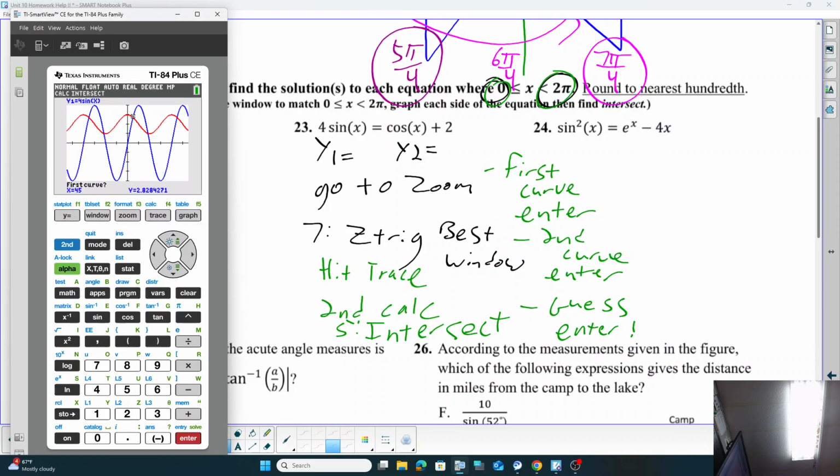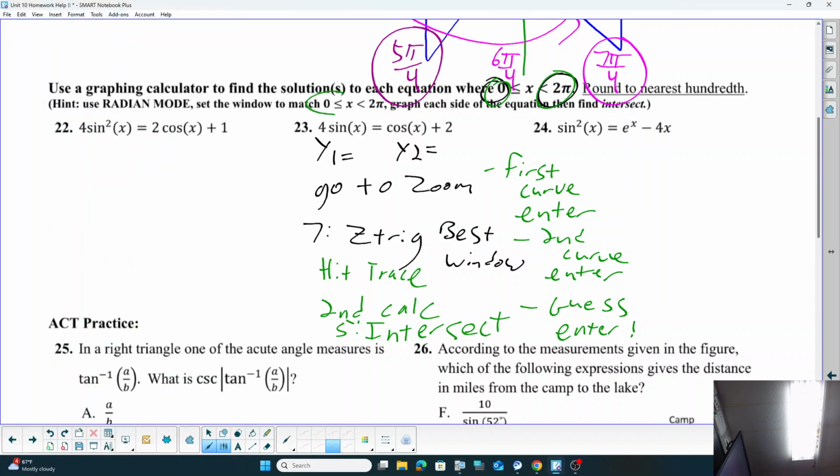Hit enter. Okay, so enter, enter, enter. Make sure you're over the intersection, by the way. Well, we need to be in radians. We need to be in radians. Uh-oh. That means we need to go to the radian mode.